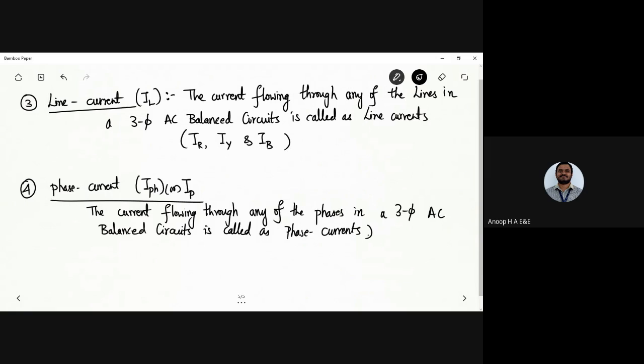Similarly, in a star connected network, both line current and phase current are the same, so both will have the same value. But in delta connection, we are going to have different values based on the derivation we are going to do now. I'm just giving you a highlight of certain terminologies that we are going to use. Along with that, we are going to have the power consumption in a three-phase AC circuit also. We'll discuss in detail as we proceed.